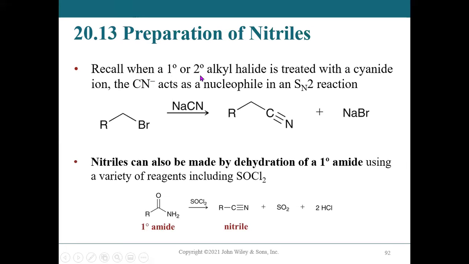Recall when a primary or secondary alkyl halide is treated with cyanide ion, the cyanide ion acts as a nucleophile in an SN2 reaction to produce this nitrile. Nitrile can also be made by dehydration of a primary amide using a variety of reagents, including SOCl2. So here's the primary amide. Use SOCl2, and it is dehydrated to nitrile.